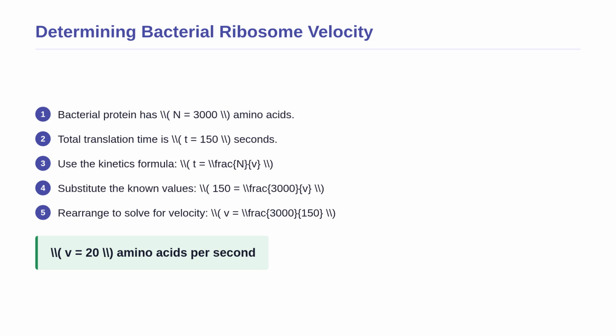We start with our standard time equation, T equals N divided by V. We substitute our known time of 150 seconds and our length of 3,000 amino acids. To solve for the velocity, V, we multiply both sides by V to remove it from the denominator, and then divide both sides by 150. Dividing 3,000 by 150 gives us our rate. The final answer is 20 amino acids per second. This reveals that bacterial ribosomes operate significantly faster than eukaryotic ones, allowing rapid adaptation.